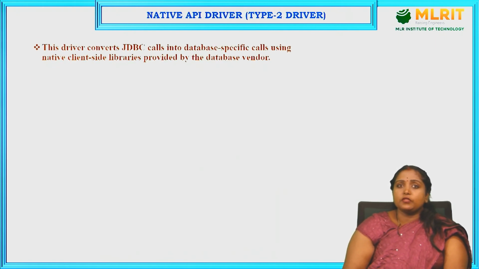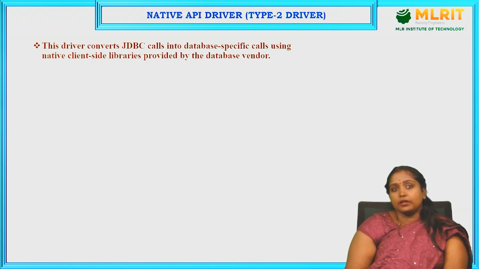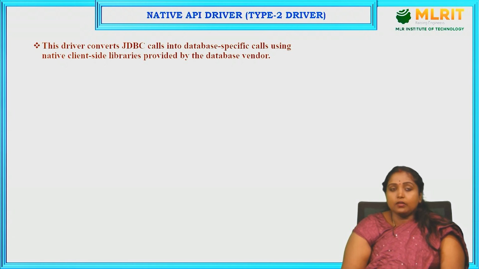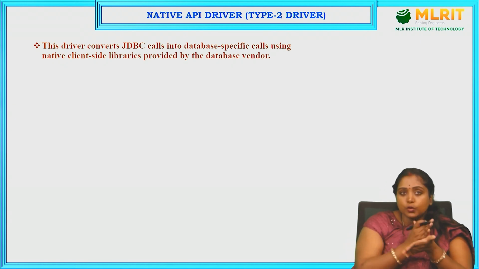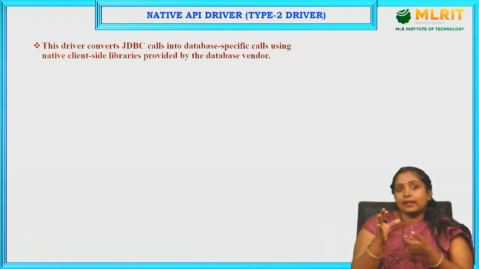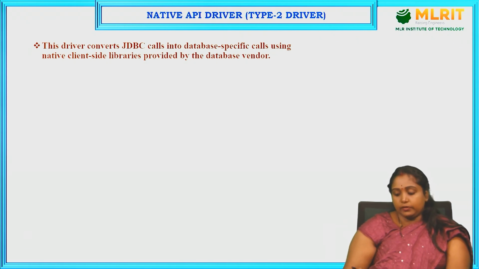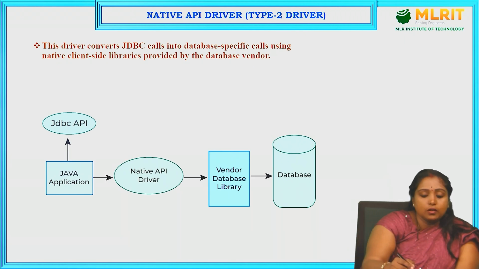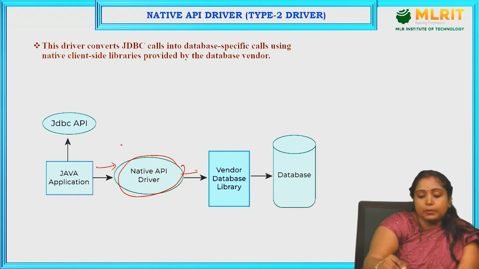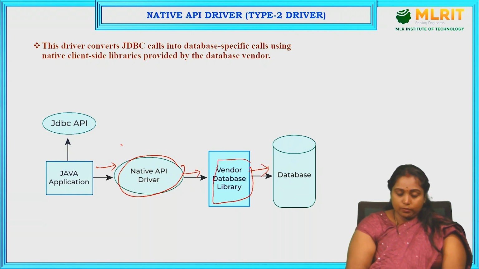Coming to the second type of driver, the native API driver. What is a native API driver? Here, the JDBC statements are converted into database specific calls that use native client side libraries provided by the database vendor. In the previous one you had the JDBC as well as the ODBC driver. Here the Java application directly connects to the native API driver, which is connected to the vendor database library. Using this, the request is sent to the database.